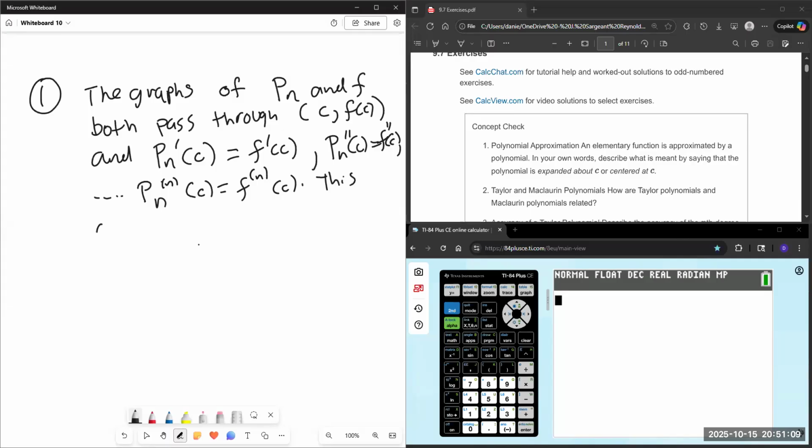This allows Pn of x to closely approximate f of x at values near C.